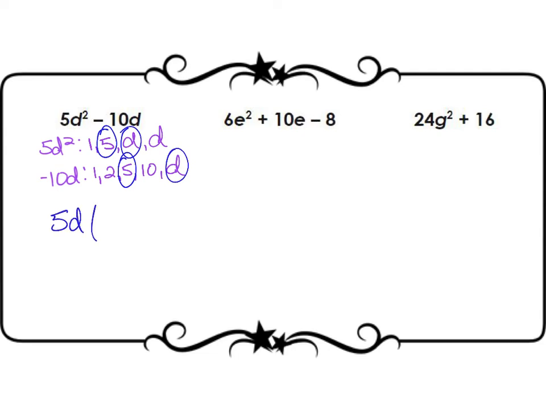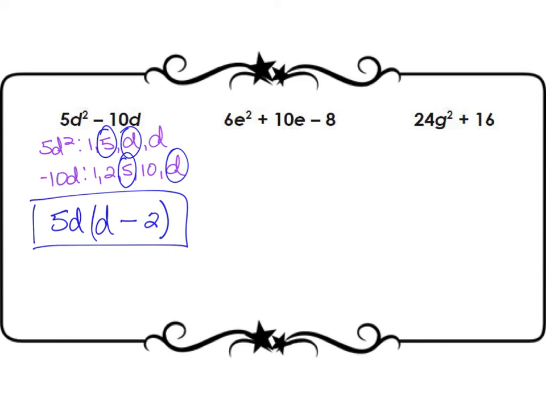And now let's talk about what's left over. For the first term, I have 5d squared, so I would need a d. And the second term I know is subtraction. 5d times 2 will give us 10d. So this would be our factored form.